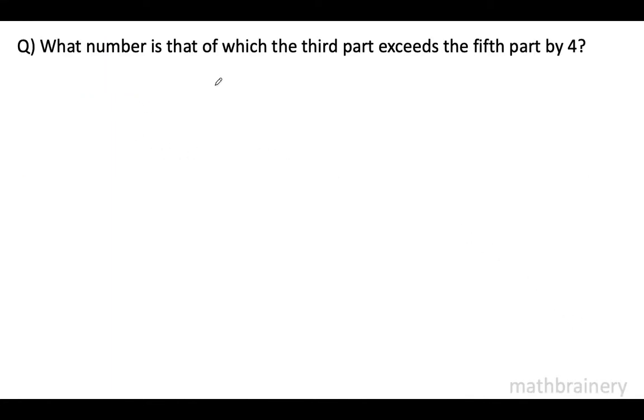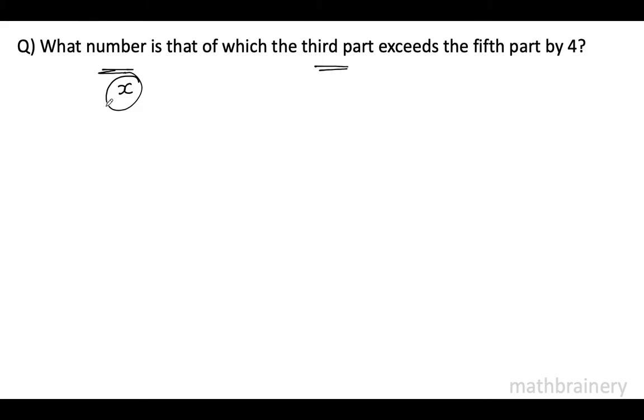What number is that of which the third part exceeds the fifth part by 4? So we need to find out one number. The third part of that number exceeds the fifth part by 4. This is the condition given to us. So if I assume that the required number is x, then what is the third part of x?